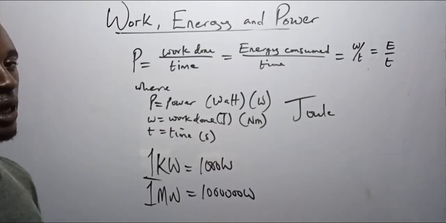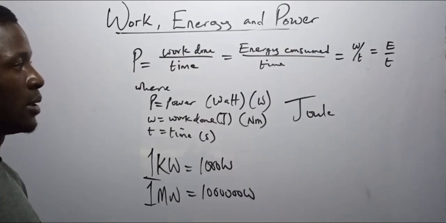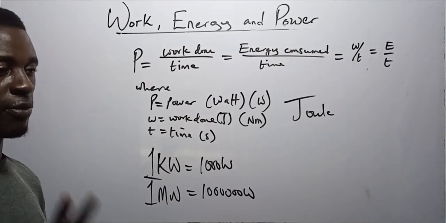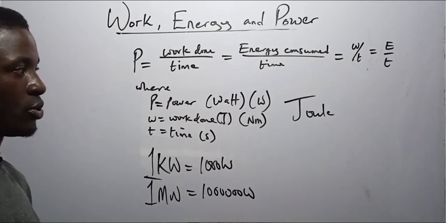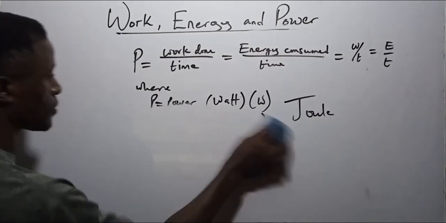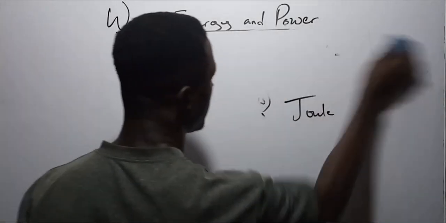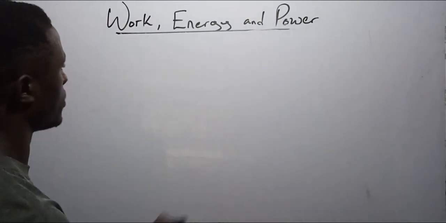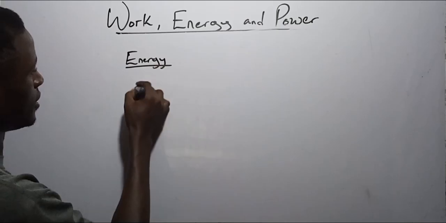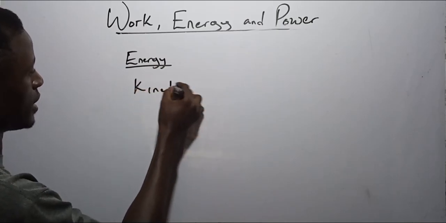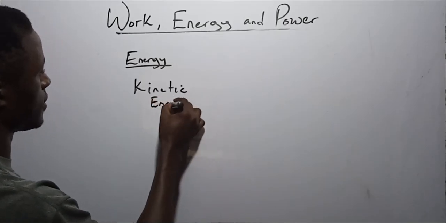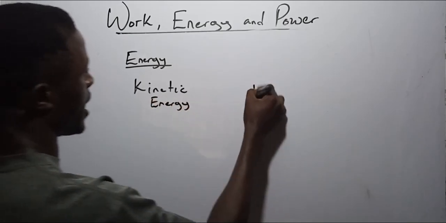Now I've explained energy and work done and power. But before we go on to questions, I want to show you something about energy. When I was explaining energy, we have different forms of energy. But I want to identify two that I want to talk about now: kinetic energy and potential energy.